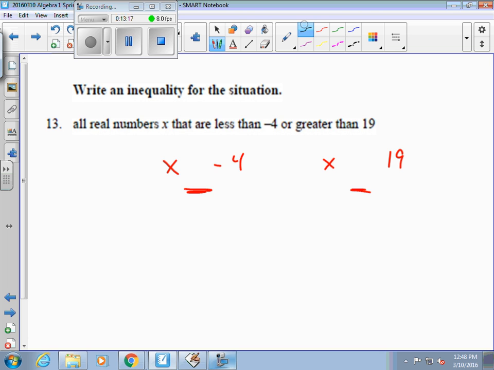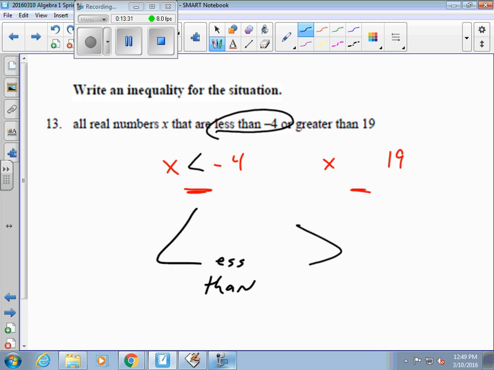So the first one, this one right here, less than negative 4. Less than. You know what less than looks like? It looks like this. Less than. Remember the difference. If you can't tell the difference between them, this one you can write the word less than. The other ones you can't.